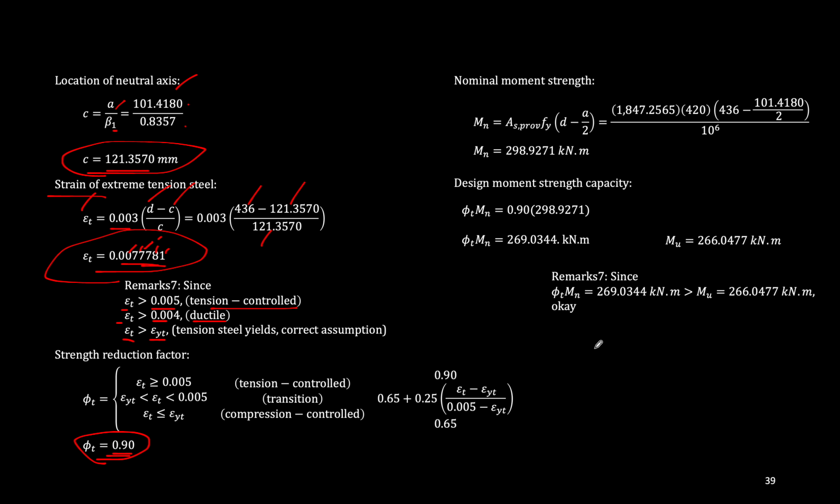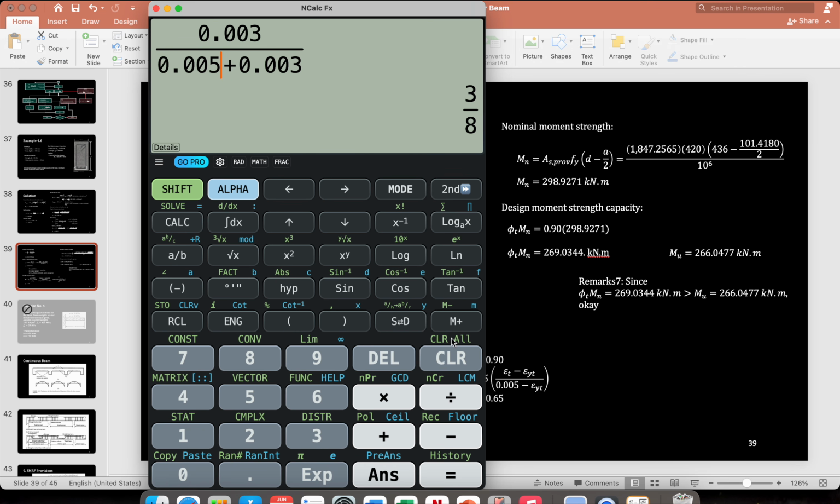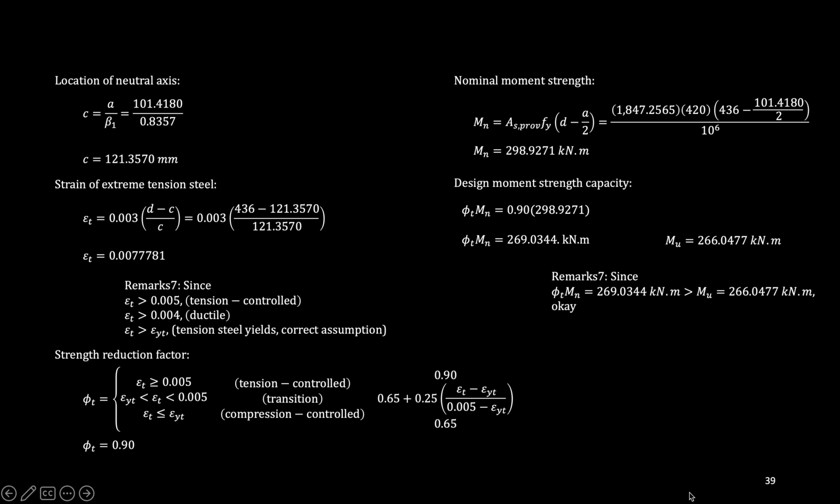Kasi kung i-calculate natin yung yield strain, yung Fy natin is 420 divided by 200,000. So 0.0021. So greater yung ating strain ng ating extreme tension steel sa yield strain na 0.0021. That will be the case. Tension steel yields, meaning tama yung assumption natin na yung Fs is equivalent to Fy.